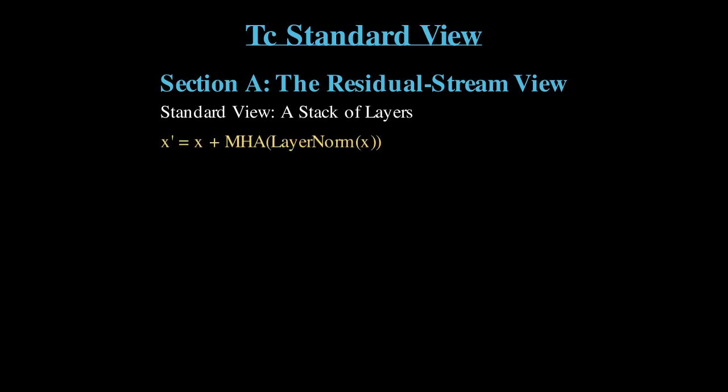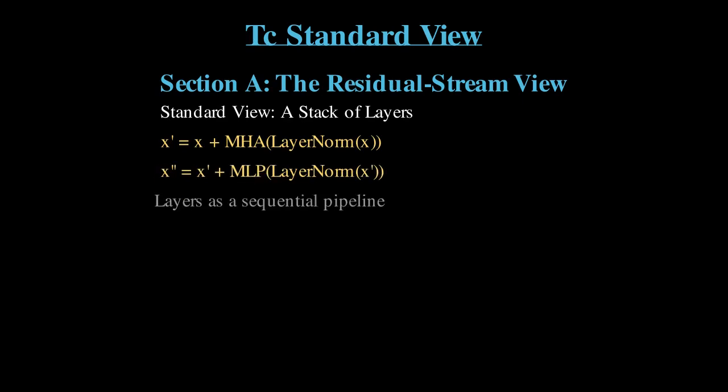Alright, let's start with the standard view of a transformer, the one you see in textbooks. You have your input tokens, they get embedded, and then they flow up through a stack of identical blocks. Each block contains a multi-head self-attention sublayer, followed by an MLP sublayer. And of course, there are residual connections and layer norms wrapping each of these components. We typically think about this in terms of layers, like a sequential pipeline. Layer 0 processes the input, passes its output to layer 1, and so on up the stack.